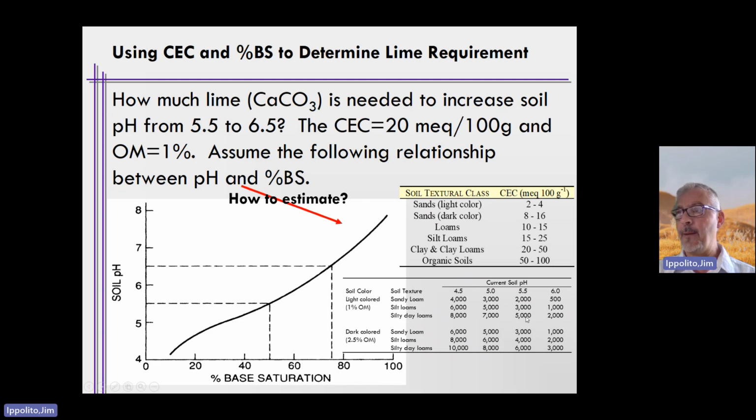And so you need to add about 5,000 pounds of calcium carbonate per acre to raise the pH of this particular soil from 5.5 to 6.5. It's that relatively simple. Now we're going to make it a little more complex in some of the subsequent videos for this unit.